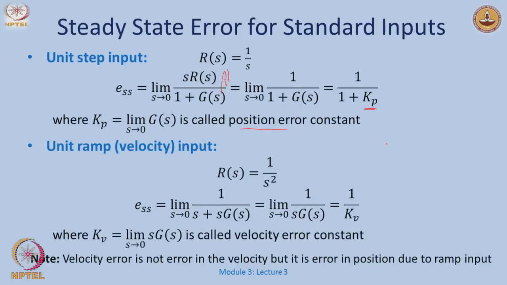So, I have limit s going to 0 of s times 1 over s squared times (1 + g(s)). So this would be limit s going to 0, one of the s's would disappear and I have 1 over s plus s times g of s. Now this first part would go to 0, and what I am left with is limit s going to 0 of s times g of s, and I call this Kv, the velocity error constant.